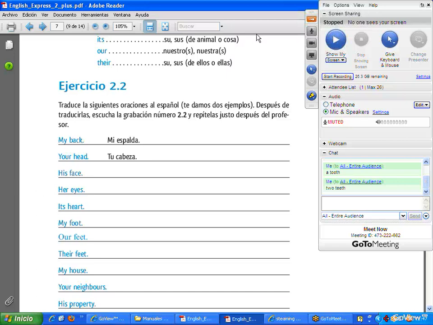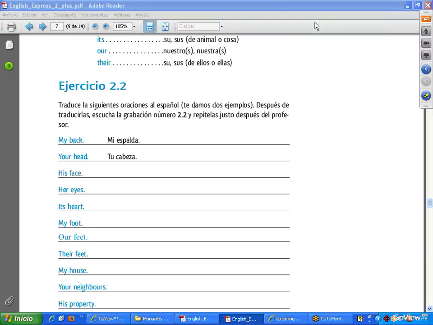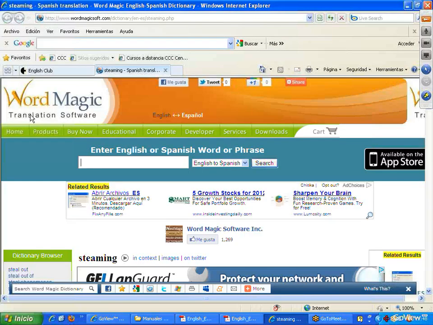I use word magic. Word magic. So for example, if I don't know the word face, I'll look it up. Sometimes it takes a long time. But it's taking a very long time. Okay.